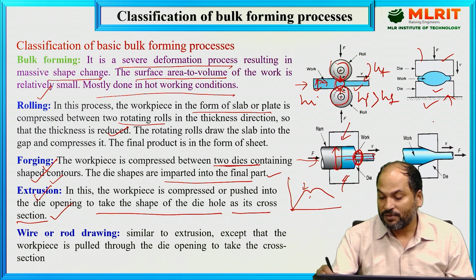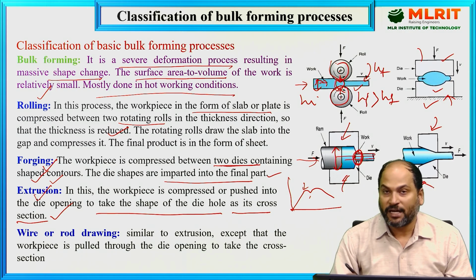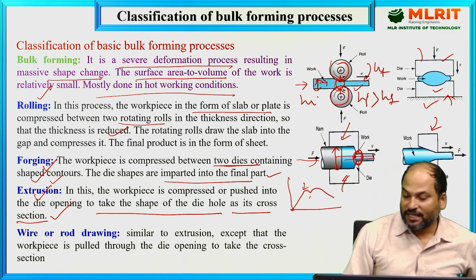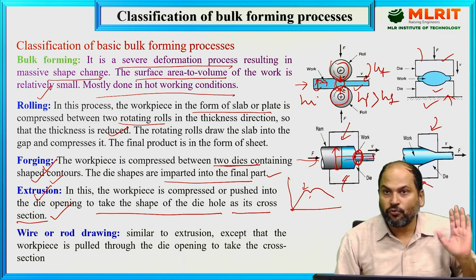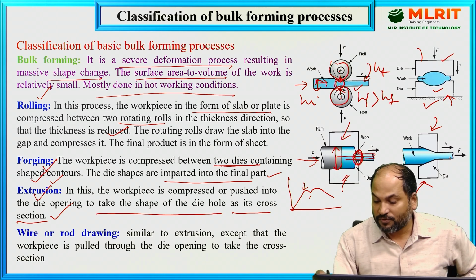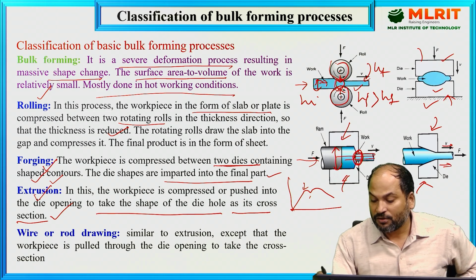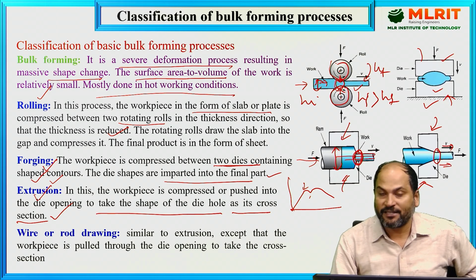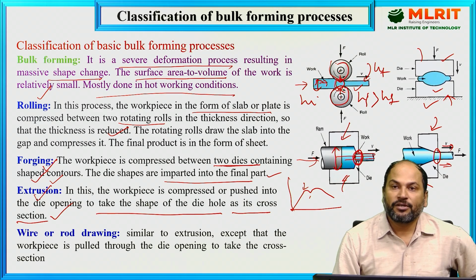So here also we have the die. We have the die from both sides. We can see here we have the die. What we are doing, instead of pushing the workpiece, we are pulling the workpiece. So whatever the shape of the die has been given, it is going to take over there.